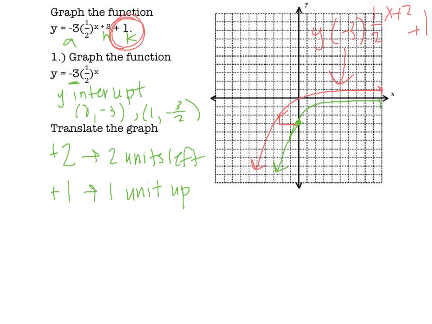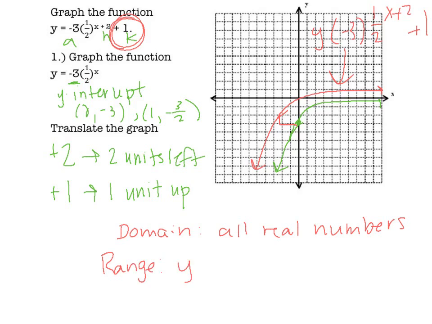Now, domain and range of this one, just like with exponential growth, the domain is going to be all real numbers every time. And in this particular example, our range is equal to anything where y is less than 1.